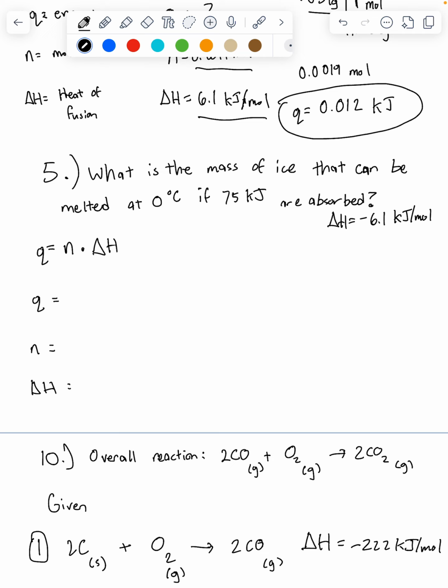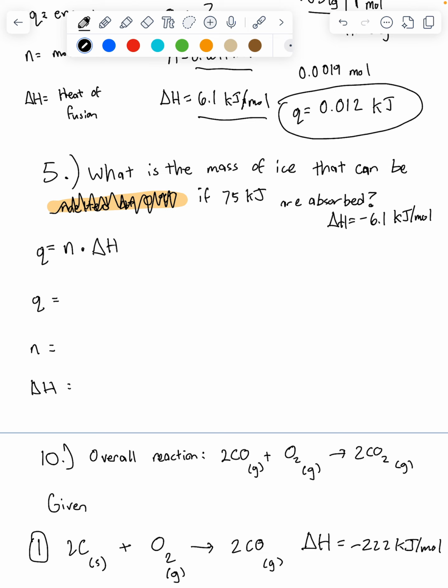Five says, what is the mass of ice that can be melted at 0 degrees Celsius if 75 kilojoules are absorbed? H is going to be equal to negative 6.1 kilojoules per mole. It says right off the bat, melted at 0 degrees Celsius. If it's melting, phase change is occurring, we do not need to include it. If it's melting, we're not going to include the temperature.